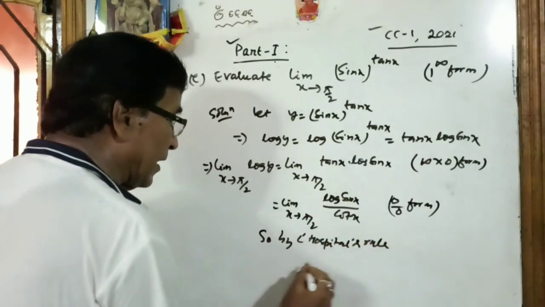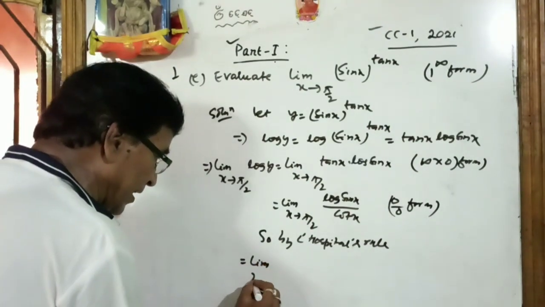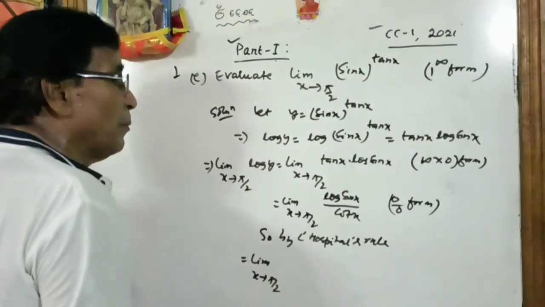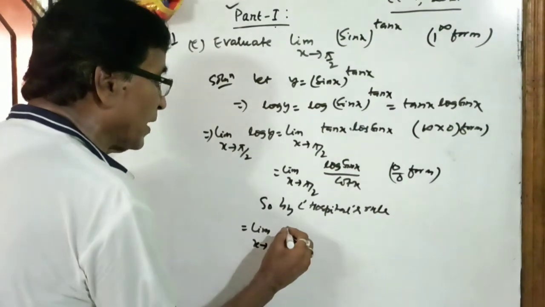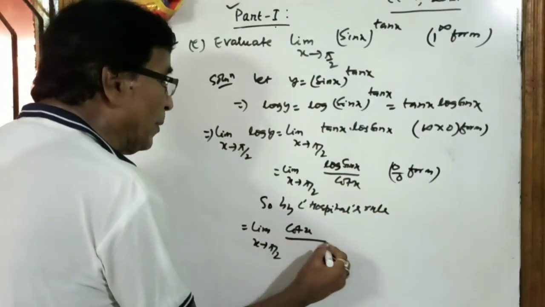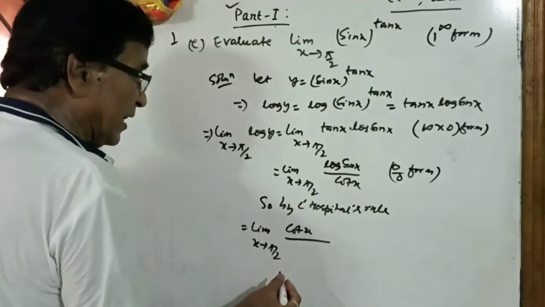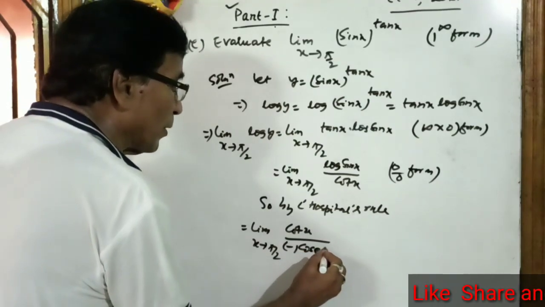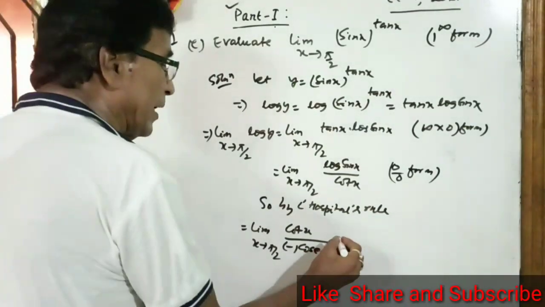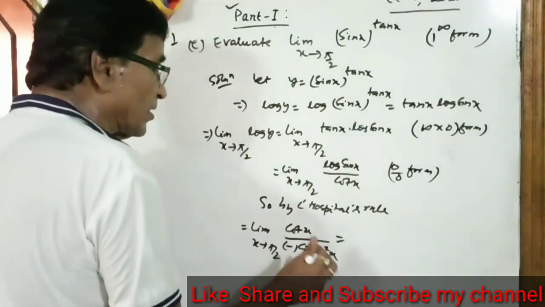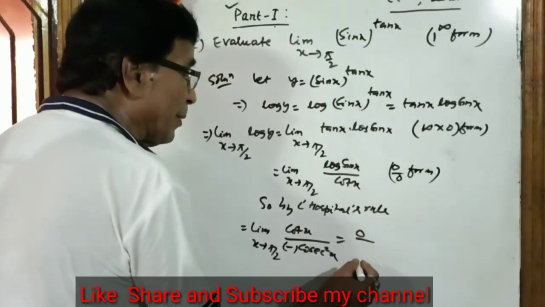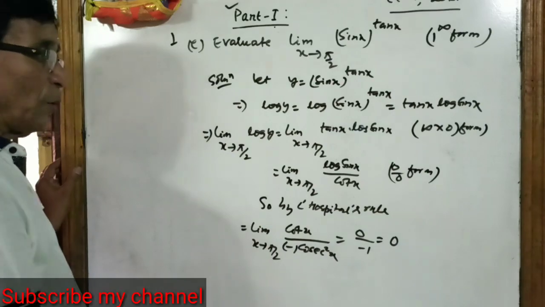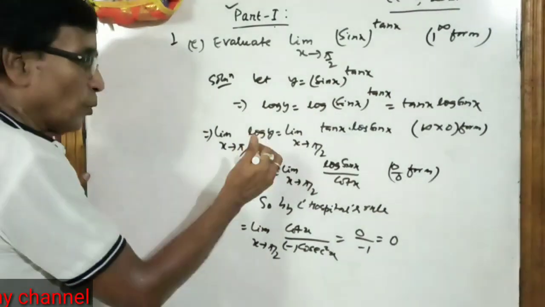we get the limit x tends to pi by 2. What is the derivative of log sin x? It is 1 by sin x times the derivative of sin x, cos x, so cos x by sin x, which is equal to cot x, divided by the derivative of cot x, which is minus cosec square x. So when x tends to pi by 2, cot x tends to cot 90, which is 0. So 0 divided by minus 1 is equal to 0. So we have obtained that the limit when x tends to pi by 2, log y tends to 0.